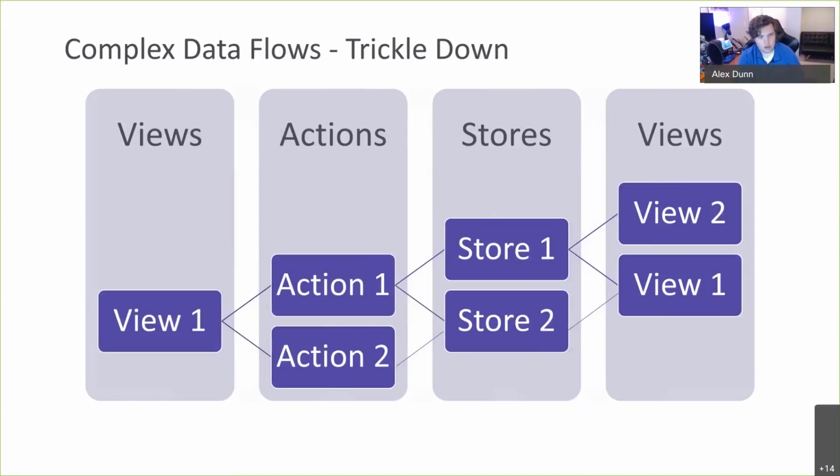Then view one and view two are listening to different relationships between store one and two. So once again, one underlying view just affected a whole bunch of stuff, but it's all just trickled down. It all runs through the dispatcher to our source of truth, which is our stores, and then we're able to basically go take a look at our views and see what's going on.